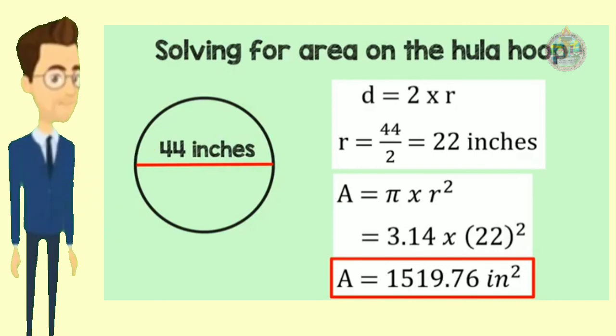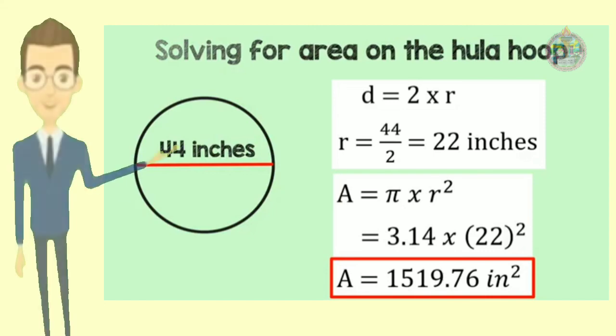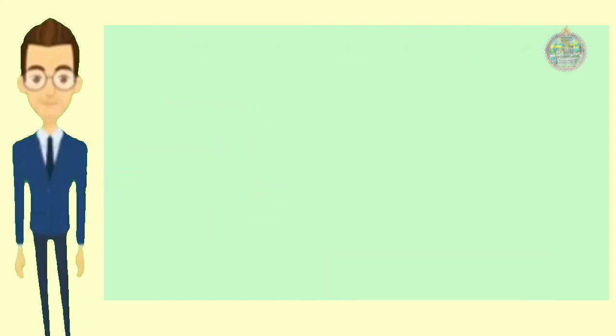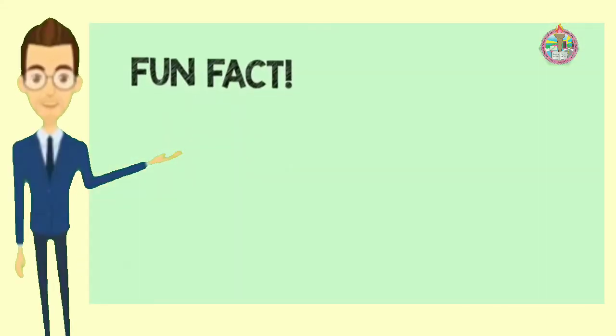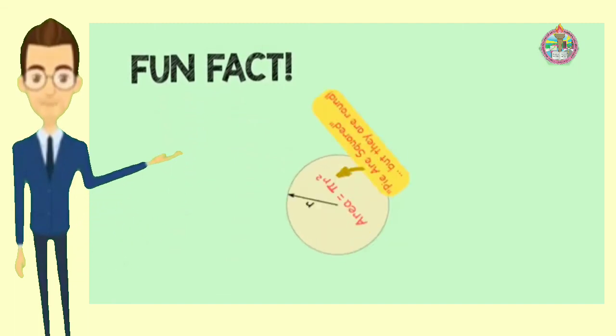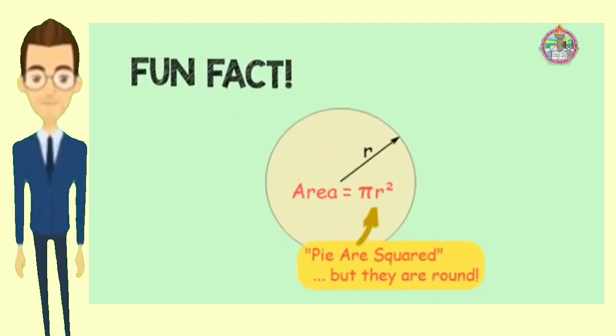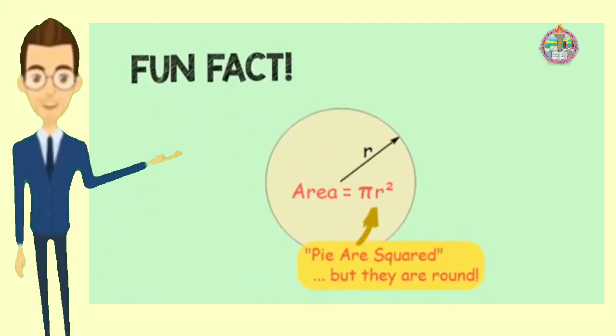Congratulations, now you already know how to calculate the circumference and area of the circle. Fun fact also, to memorize the formula of the area, just remember the saying pi r squared, even though pies are usually round. Amazing, right?